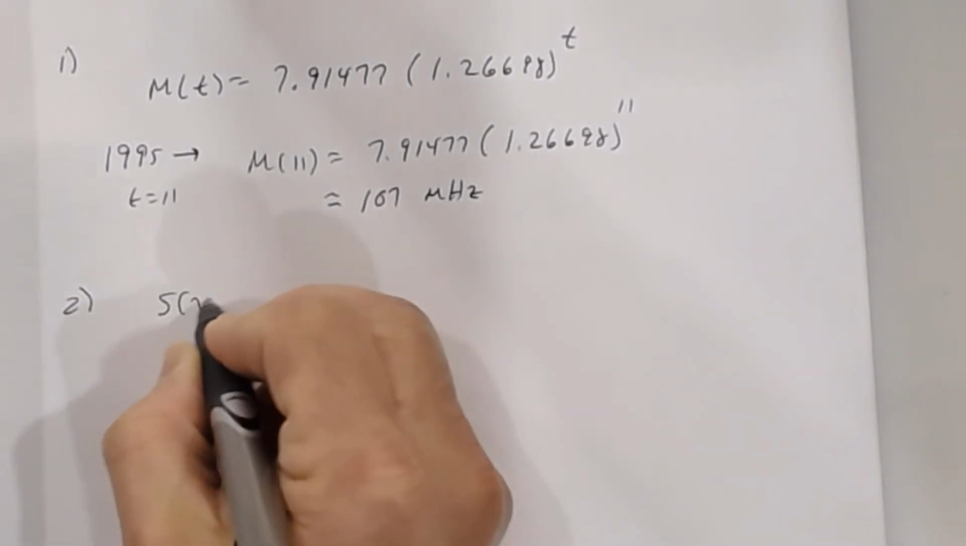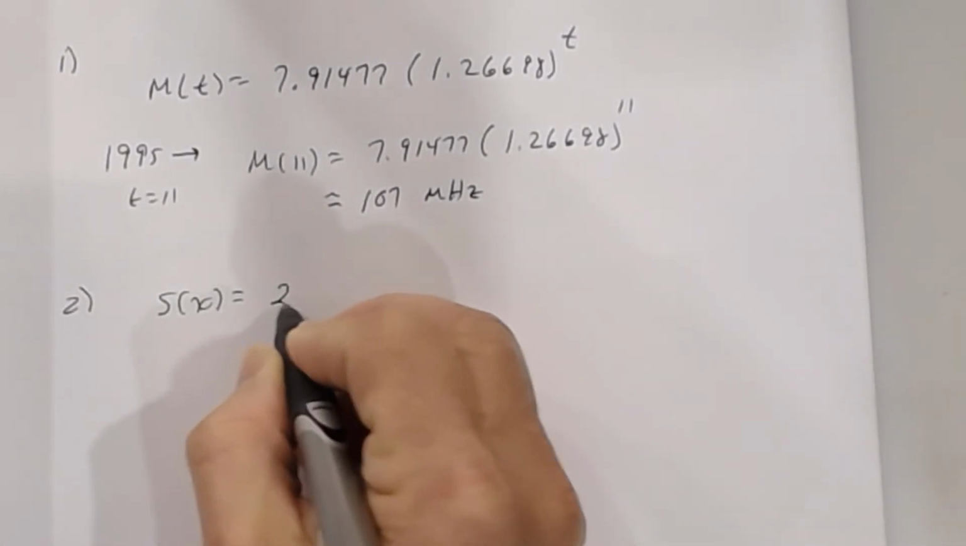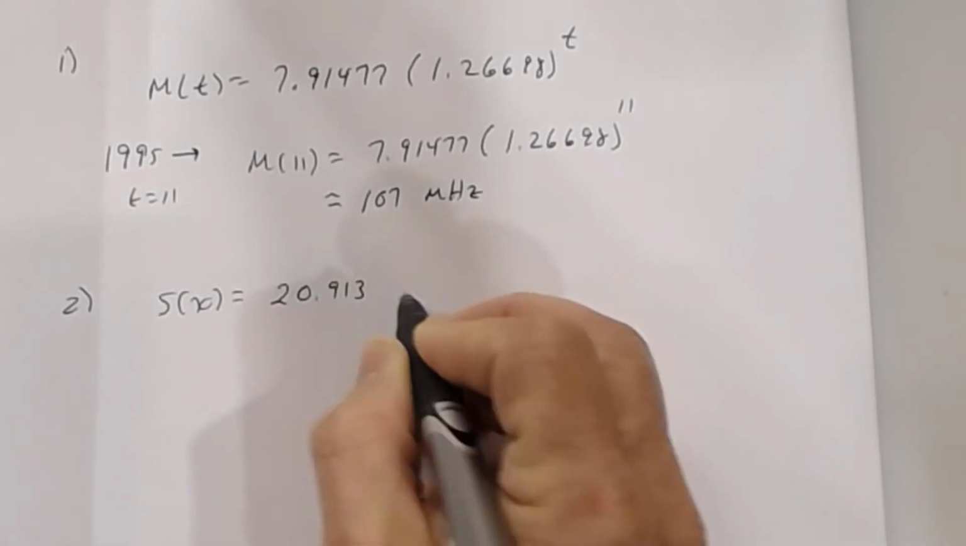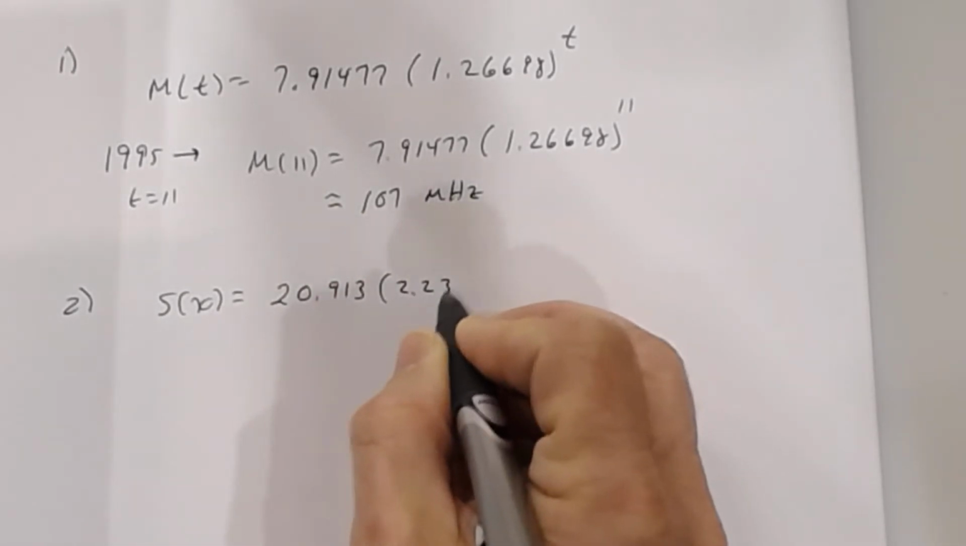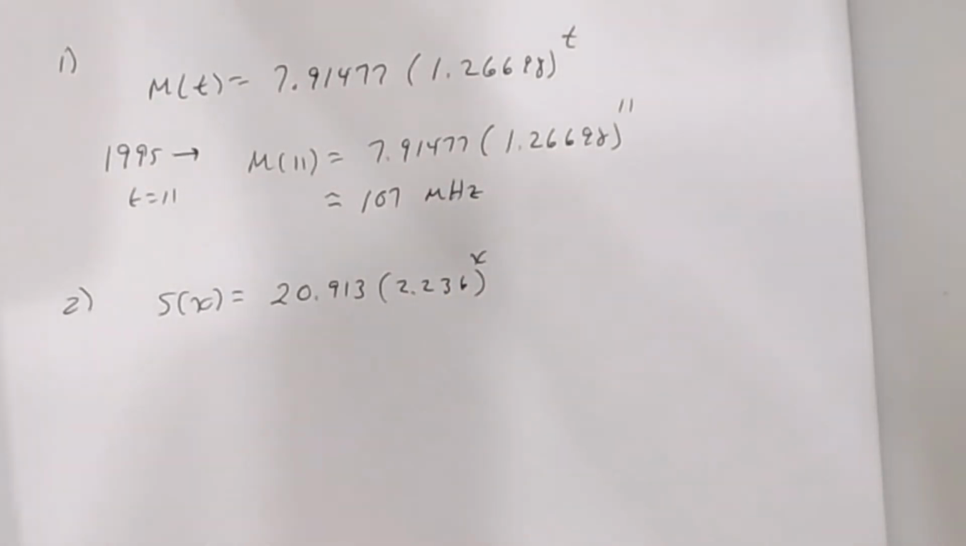S of x is equal to 20.913 times 2.236 raised to the x power, where x is the number of years after 2008, and that models the sales in millions of dollars.